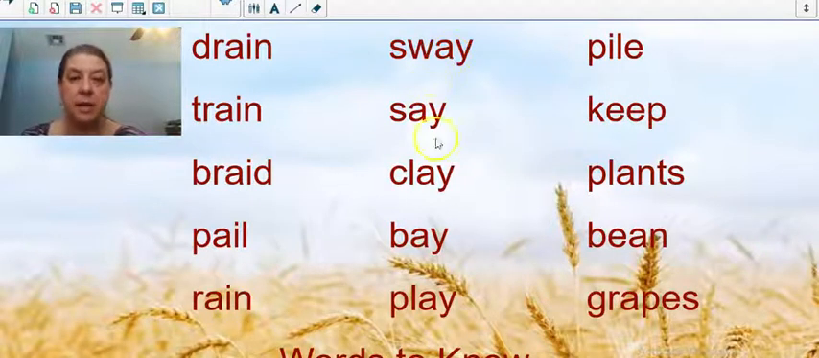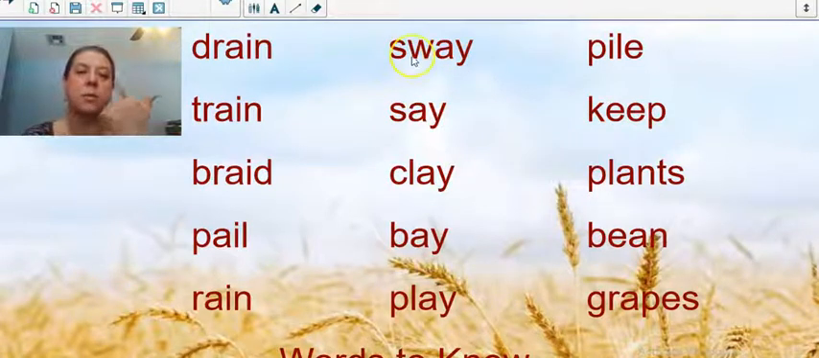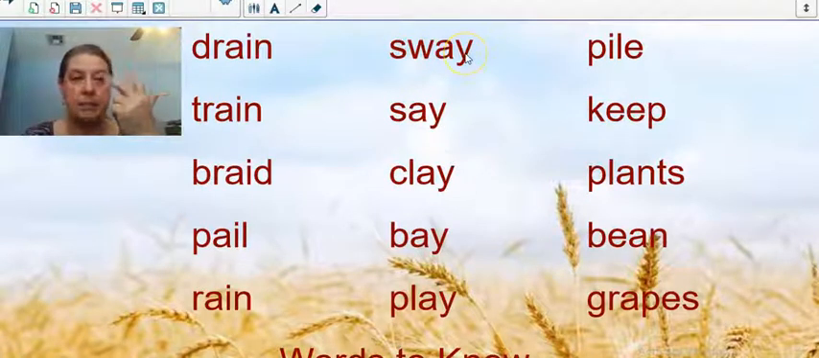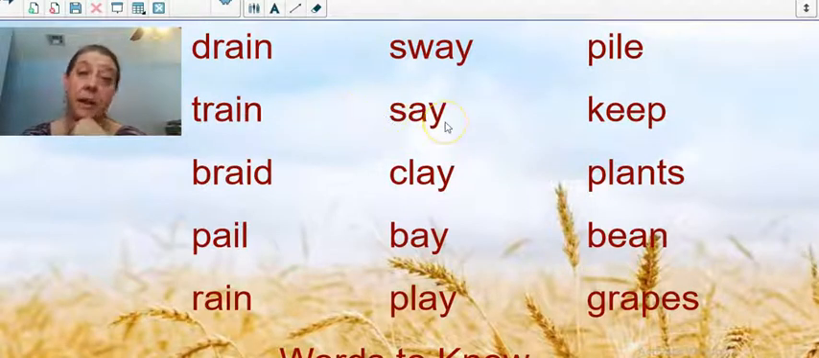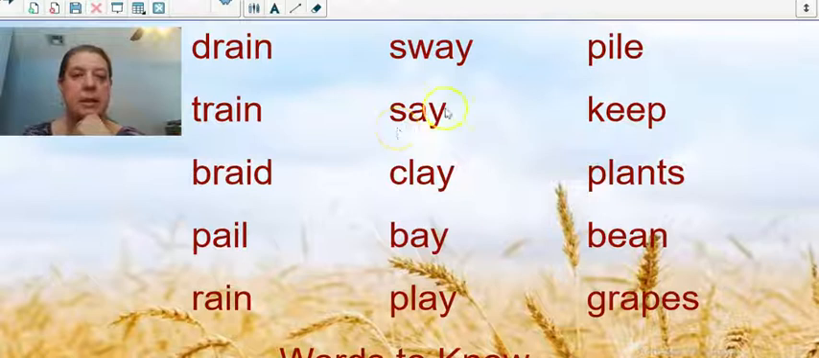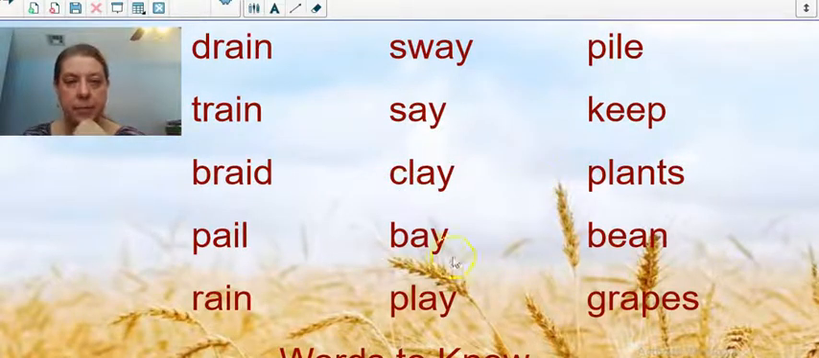Now let's try to read these together. So AY makes A by itself. So let's finger stretch this one. A. Sway. Okay. So in both sets of words, we have more letters than we have sounds, because over here the I was quiet and over here the A is quiet. So let's try this one. This says A. Say. Read after me. Clay. Bay. Read after me. Play.